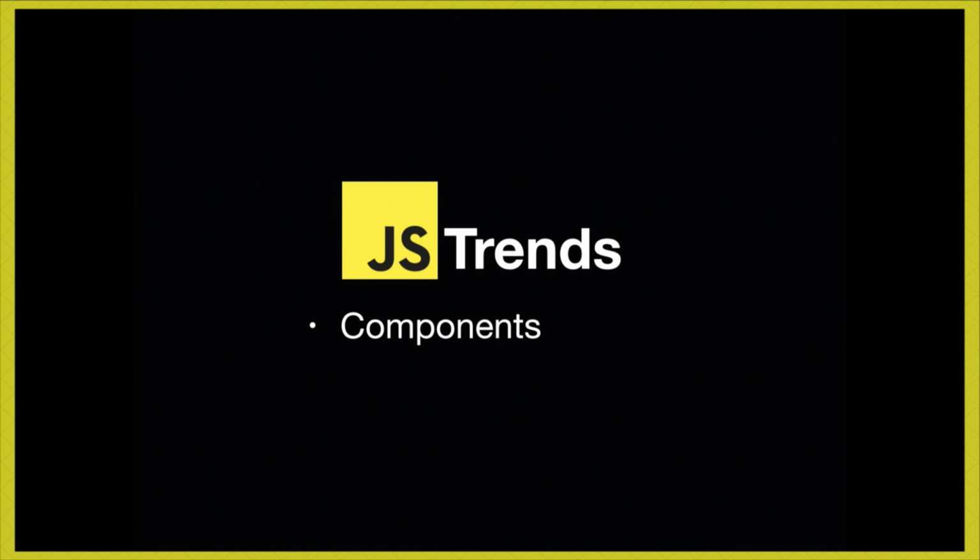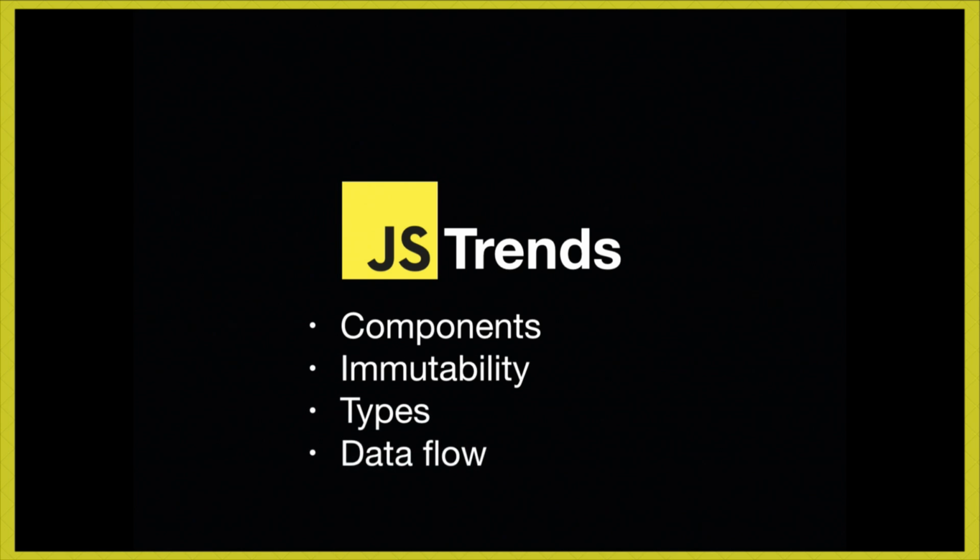So we're going to look at using components to build UIs. We're going to look at immutability in your data. We're going to look at type systems. And we're going to look at data flow, specifically this unidirectional data flow. And we'll get to that in a little bit.